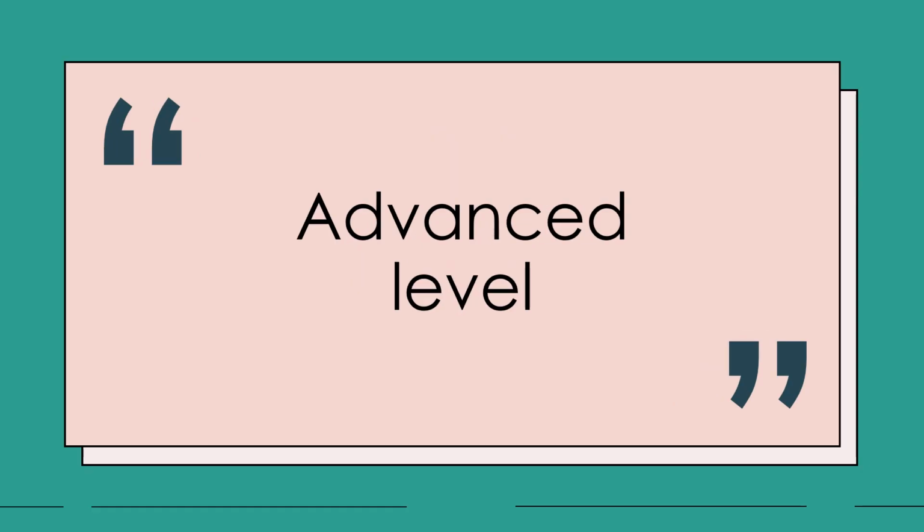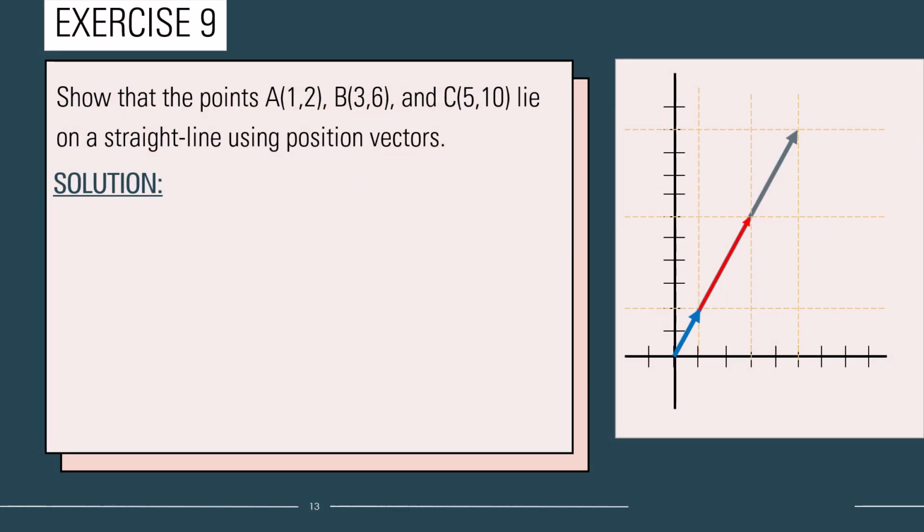Okay, so that's all for the intermediate questions. Now we move on to the advanced level questions. Let's see what's the first question here. Show that the points A (1, 2), B (3, 6) and C (5, 10) lie on a straight line using position vectors. Before moving on to the concept, first of all we see that everything is positive, so there is no negative here, so everything is going to be in the first quadrant, right?